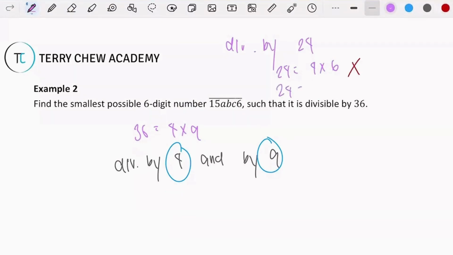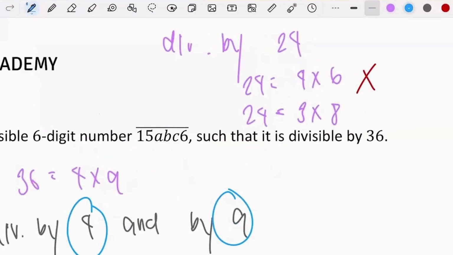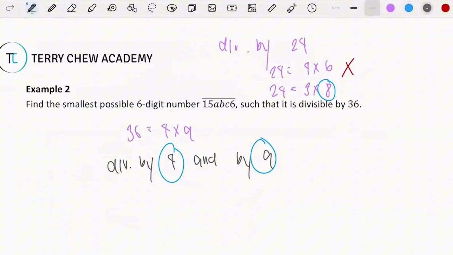What you should do is do 3 times 8. 3 times 8 have no common factors. Because if you just check divisibility of 4, it doesn't mean it's going to be divisible by 8, and multiples of 24 are divisible by 8. So you have to do it this way, 3 times 8, not just 4 times 6, not 2 times 12. All right, so divisible by 4 and 9.